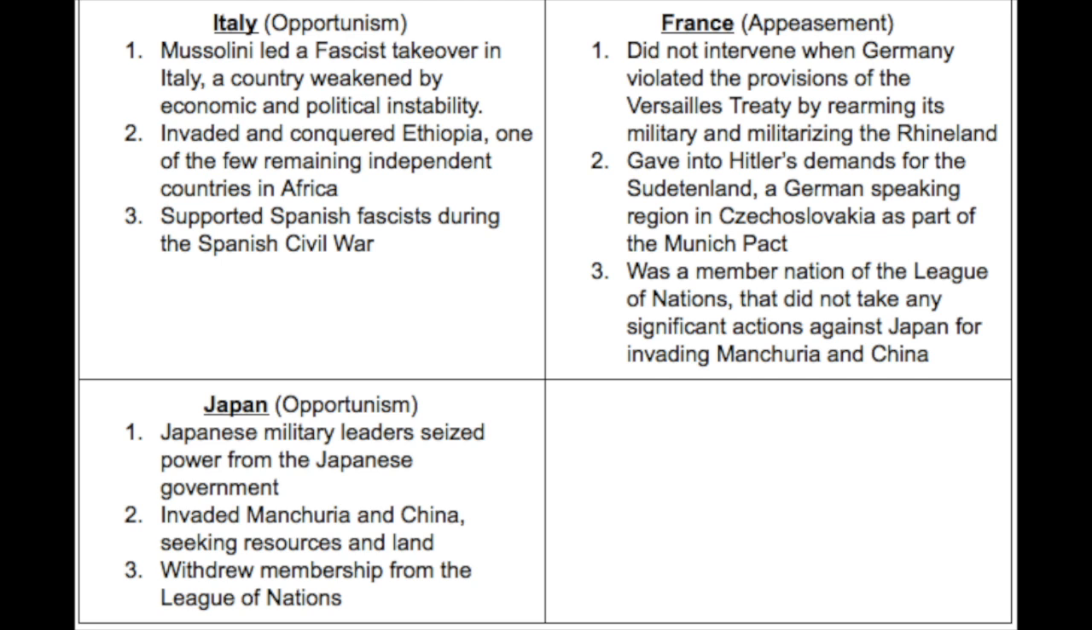Let's talk about Italy. And so, like number 1, Mussolini led a fascist takeover in Italy, a country weakened by economic and political instability. So he is the one that kind of started this fascist movement, which Hitler is also going to adopt as well. Number 2, he invaded and conquered Ethiopia and started to be an aggressor within the world, so they can be seen at fault for that. You can see that the policy they're following is opportunism. They're doing whatever is best for their country.